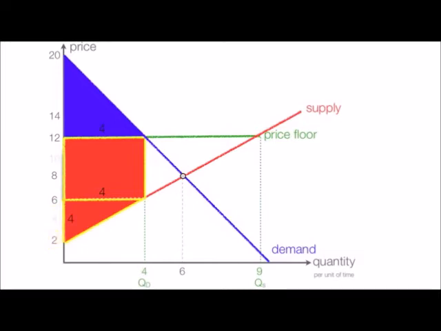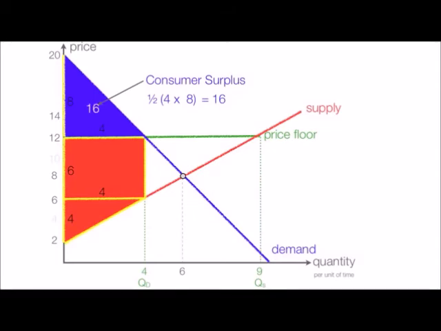The height of the rectangle is 12 minus 6, or 6. And the height of the blue triangle is 20 minus 12, or 8. Consumer surplus is the blue area of the triangle, or the blue triangle, which is 1/2 times 4 times 8, base times height, which is 16.